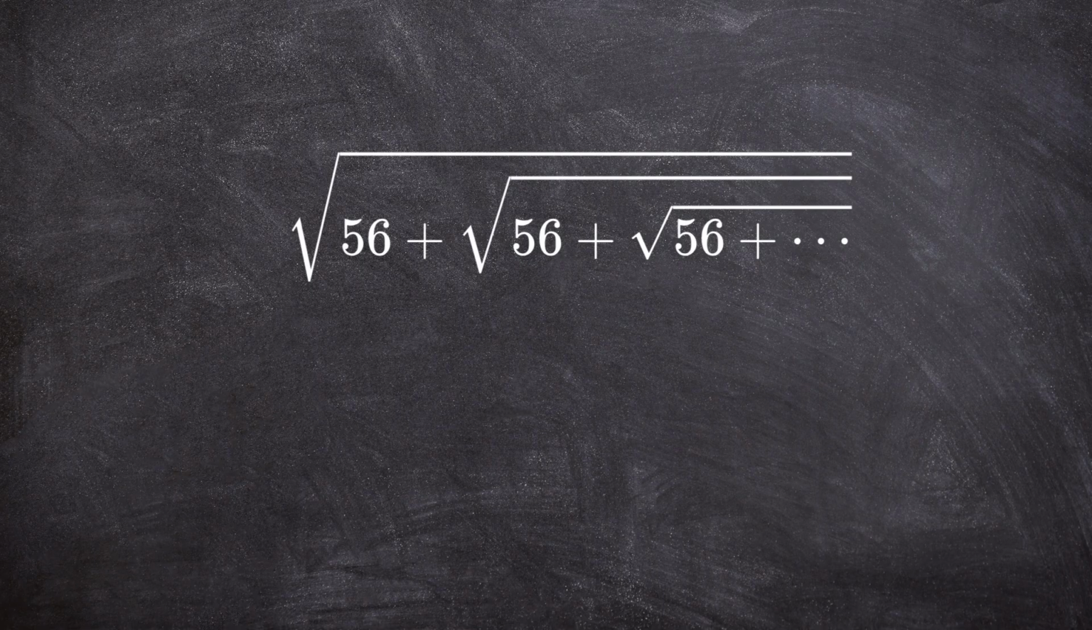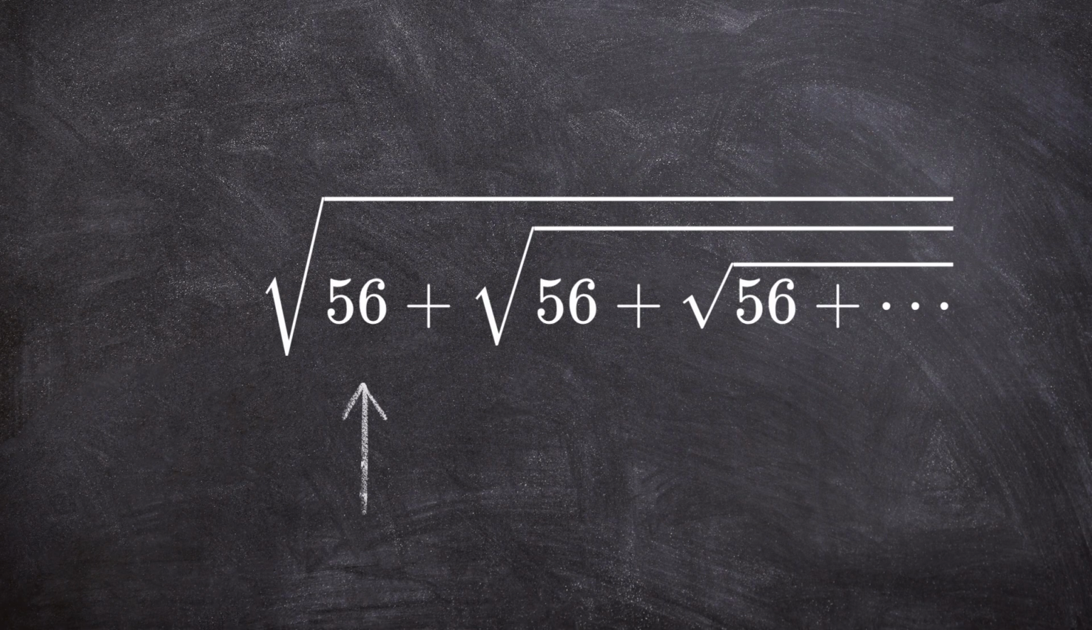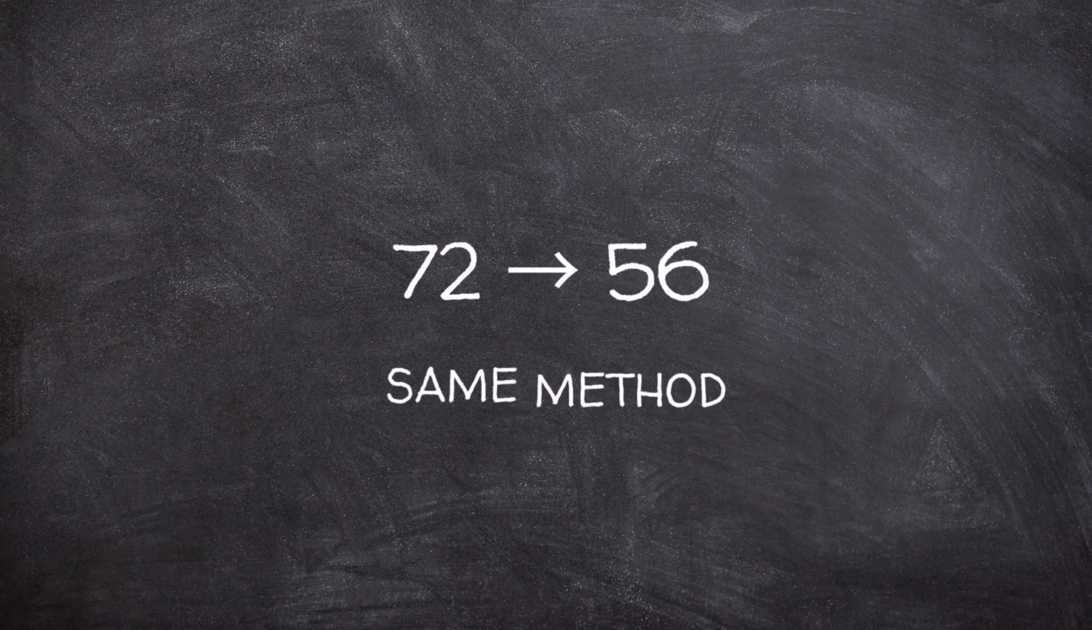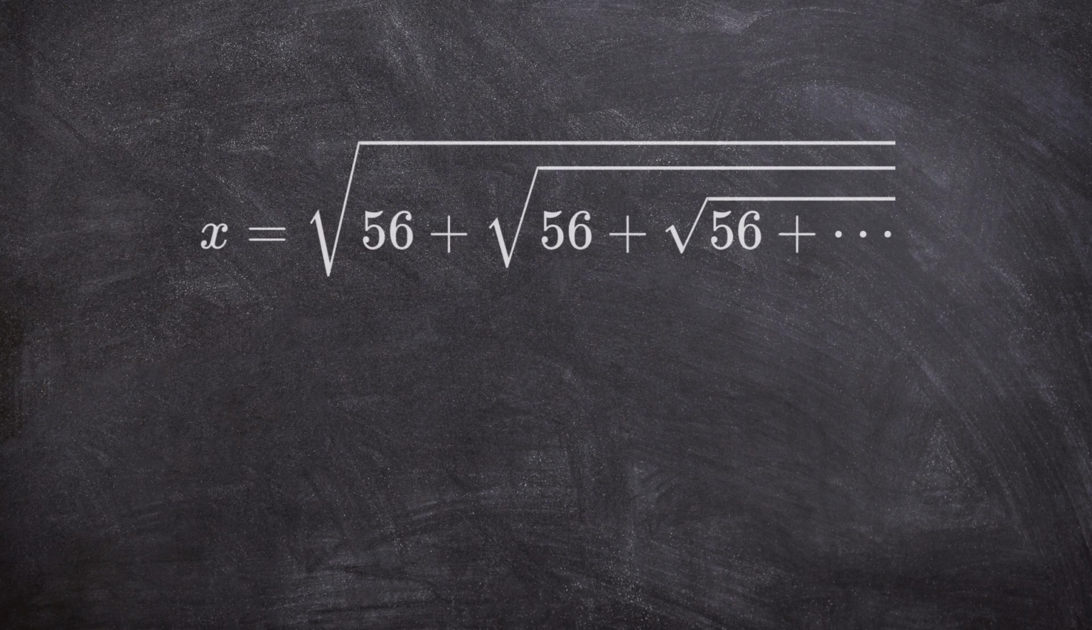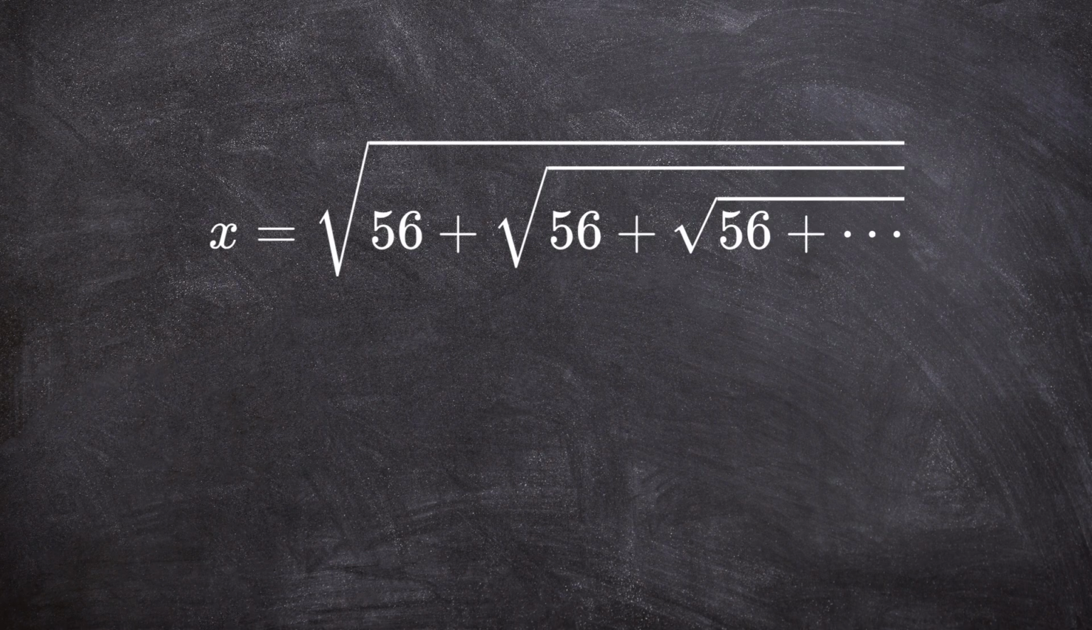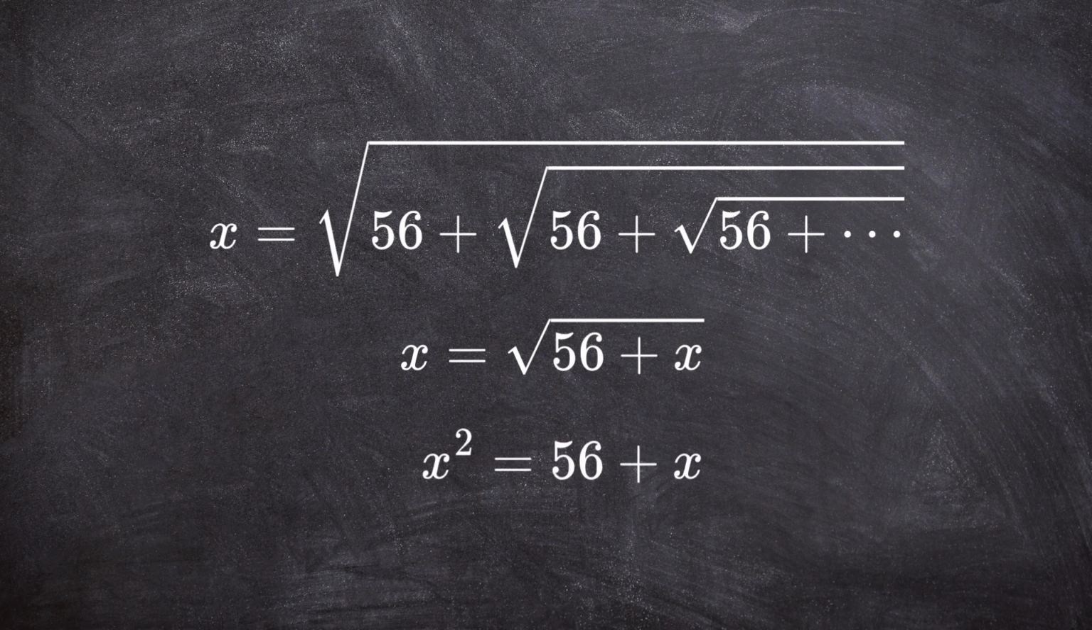Look at this. Square root of 56 plus square root of 56 plus square root of 56. And it just keeps going. It looks almost the same as the first one. So let's use the same method. Call the whole expression x. Because the same expression repeats inside, we get x equals the square root of 56 plus x. Now square both sides. x squared equals 56 plus x.